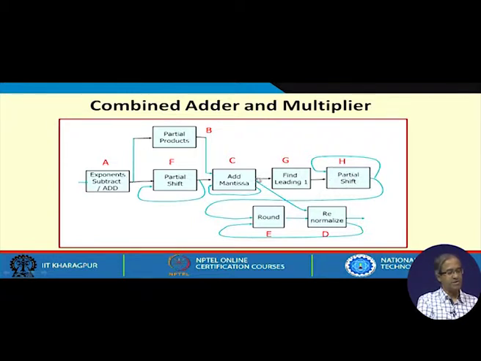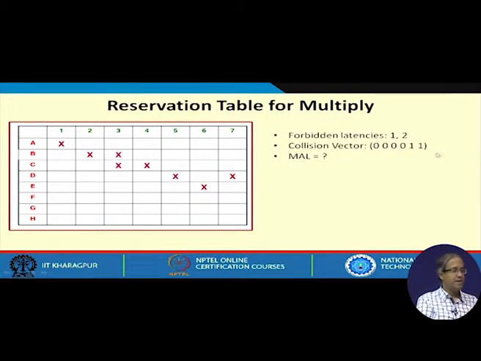For multiplication you can straight away skip G and H, you can straight away come to D here. So, if you have a multifunction pipeline like this, I am not going into much detail on this, I am just giving an idea. Then you can similarly construct the reservation tables for addition and multiplication operations. Like here for multiply operations, you will be needing A, B, C, D and E.